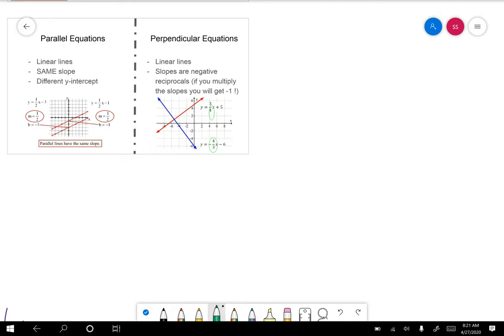So in this particular part in the class, we're only talking about linear lines when we're talking about parallel equations and perpendicular. Linear lines, meaning they're straight. They don't curve at all. All right, so parallel equations.